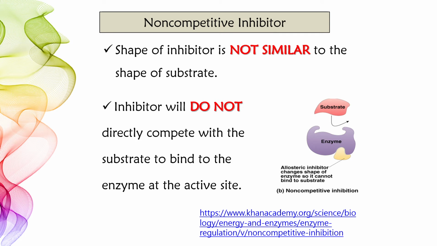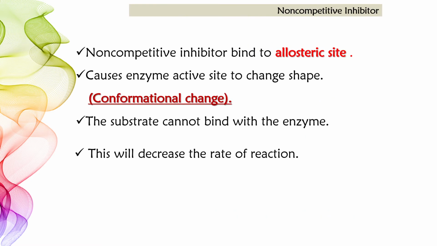Non-competitive inhibitor does not have the same shape as the substrate. They do not compete directly with the substrate to bind to the active site of the enzyme. Non-competitive inhibitor binds to allosteric sites of the enzyme. The binding of non-competitive inhibitor to the allosteric site causes the enzyme active site to change shape. So, substrate can no longer bind to the enzyme. This will decrease the rate of reaction.